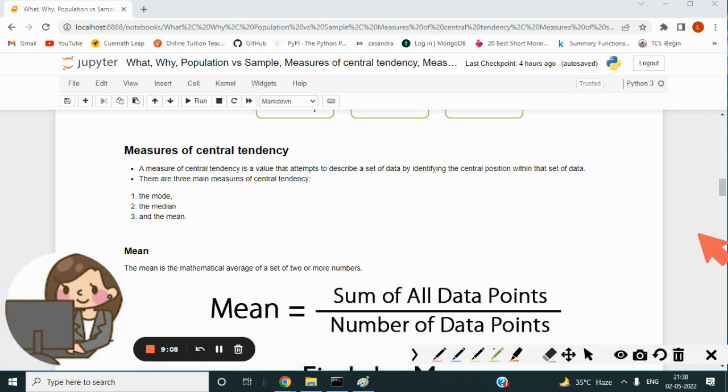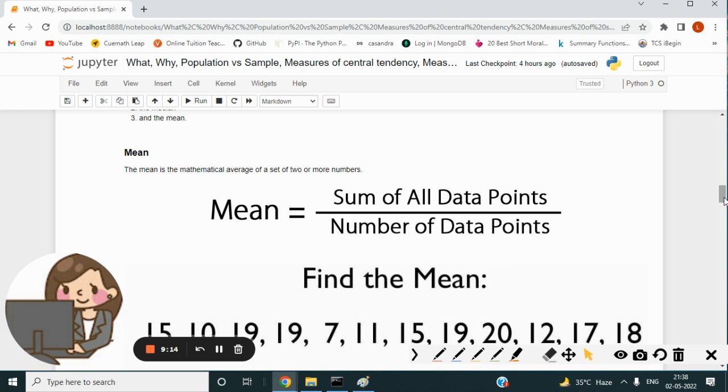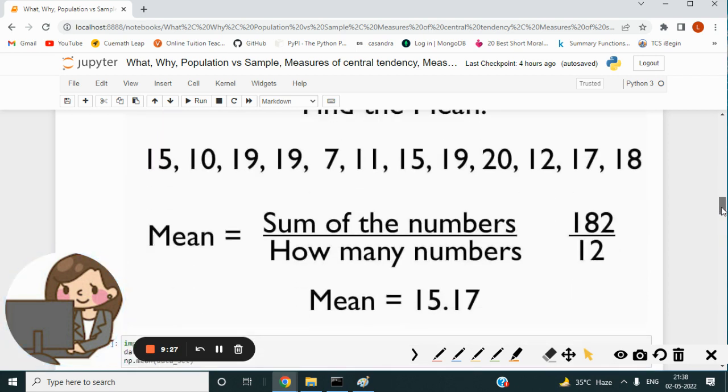Now coming to mean, what is mean? Mean is the mathematical average of a set of two or more numbers. So suppose you have a set of numbers, mean is the mathematical average of those numbers. What is average? We all know that it is the sum of all data points divided by the number of data points, right? So here I have an example.